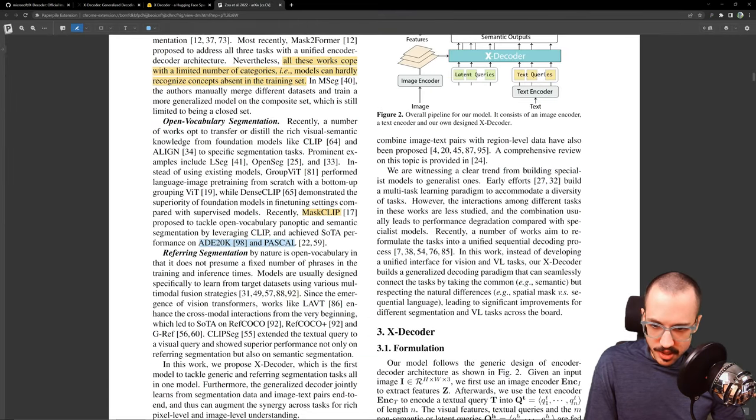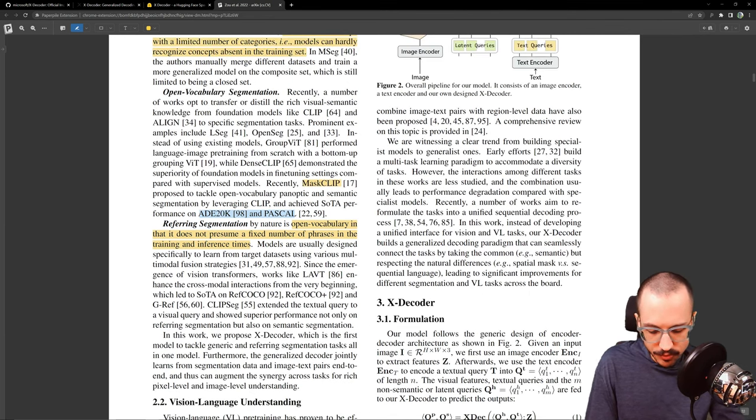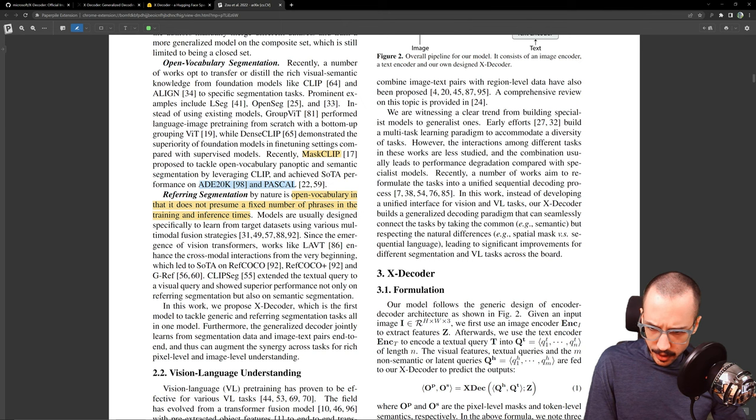I don't quite know what referring segmentation is yet. Here we go, referring segmentation. Open vocabulary, in that it does not presume a fixed number of phrases in the training and inference times. Yeah, so it's basically open-ended segmentation, where you don't have a predefined set of categories that you've trained on and that you know your validation and test data set are limited to. This is basically you can type any word and it'll segment out that. Since the emergence of vision transformers have cross-modal interactions from the very beginning. So here they have their data sets, RefCOCO, RefCOCO+, and G-Ref. First model to tackle generic and referring segmentation tasks all in one model.